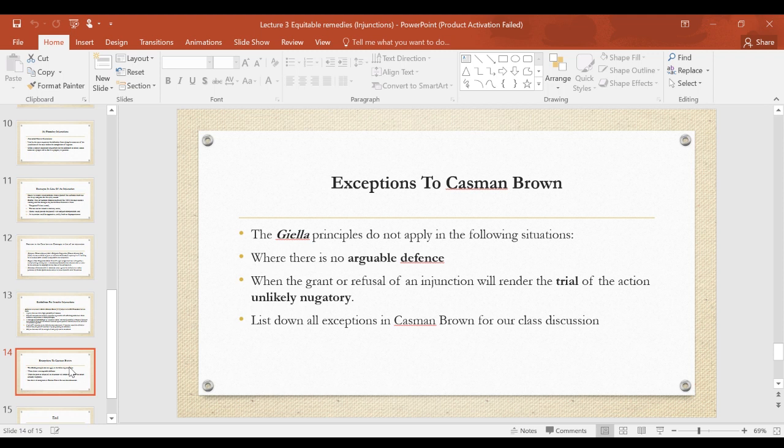But where there's no good defense, and it's a dispute in relation to a property and the defendant cannot demonstrate that they have the right or the title to deal with that property, then the court may grant that interim injunction. Also, where the court granting or refusing to grant such an injunction will render the trial of that action nugatory.